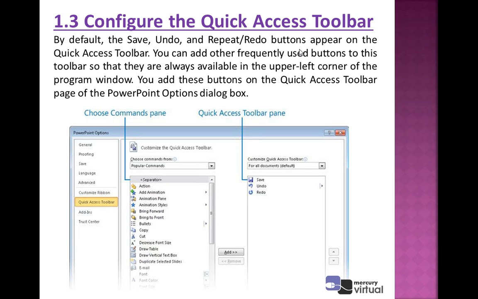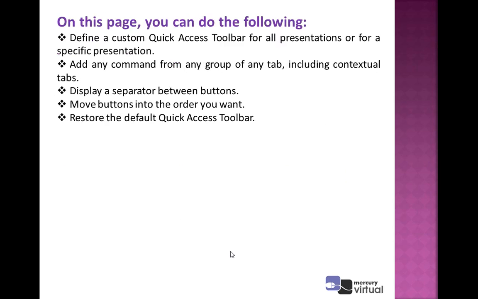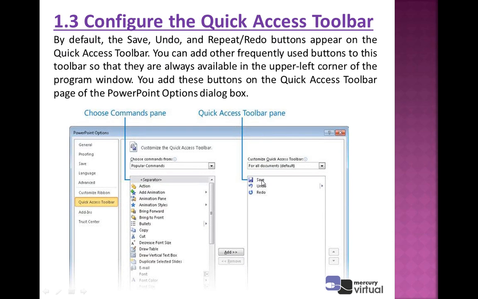Means you can simply take the button that you want frequently and place it on the quick access toolbar. You add these buttons on the quick access toolbar page of the PowerPoint options dialog box. This is how we can put the actions. Simply choose the commands, click on add, then it will come over here, then simply press OK, and automatically in the quick access toolbar pane, this one like save will appear on the screen.